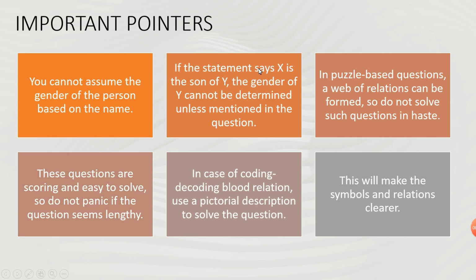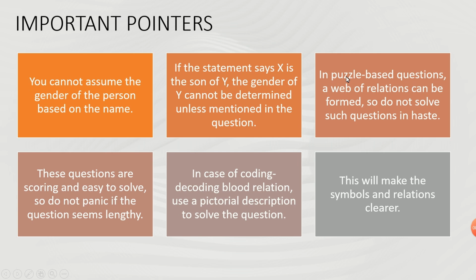Next, second, if the statement says X is the son of Y, the gender of Y cannot be determined unless mentioned in the question. So X is the son, so X is male, but Y's gender is not given, so this could be either father or mother. So the gender of Y cannot be determined unless mentioned in the question. So you keep that in mind.